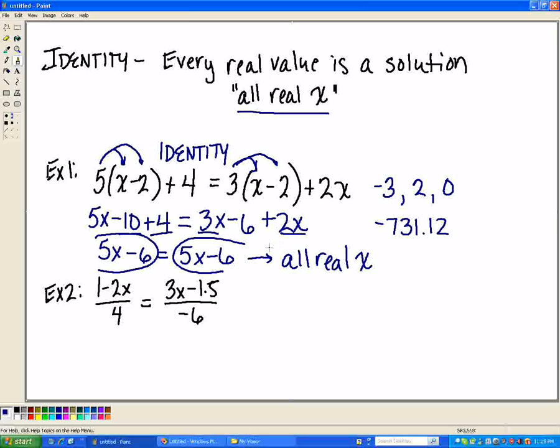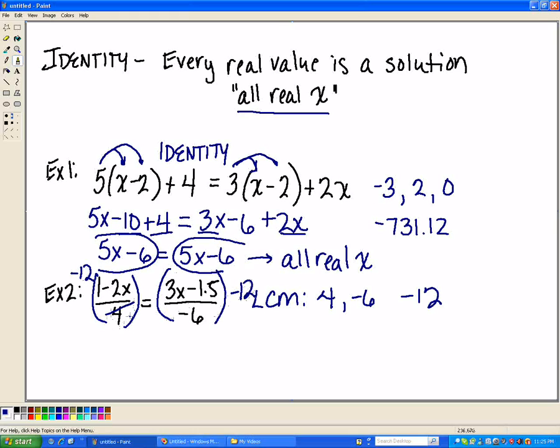Okay, let's try another example. Again, if I gave you this equation and didn't tell you it was an identity, you would set out to solve it. You'd look for your least common multiple of 4 and negative 6. Probably take negative 12. You'd multiply both sides by your negative 12. Over here you get a 1 and a negative 3. So you'd end up with negative 3 times 1 minus 2x.